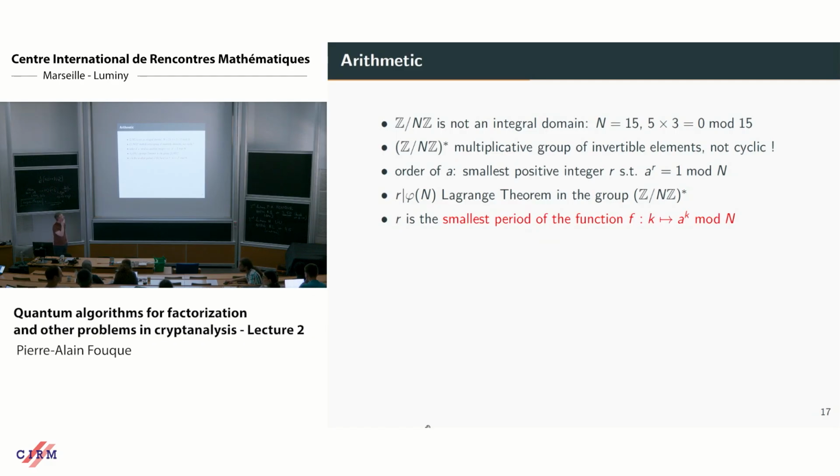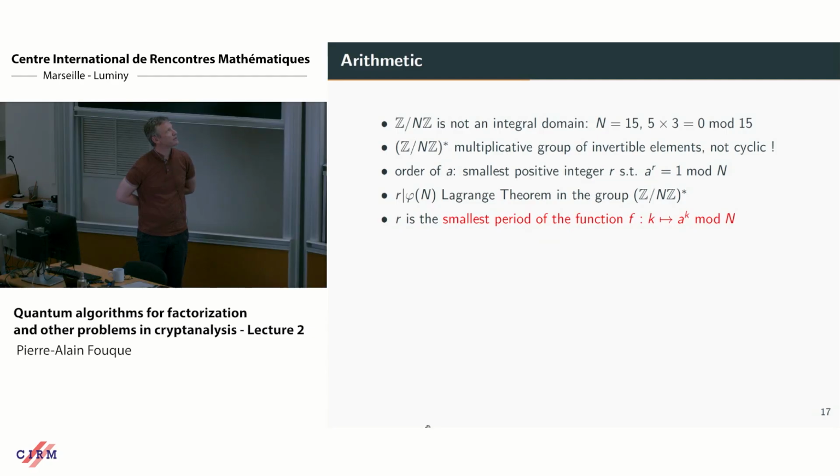The first thing that is important for the RSA modulus is that Z over nZ is not an integral domain, so you have zero divisors. For instance, for n equal 15, 5 and 3 are zero divisors. And so Z over nZ, in fact, is not a field, and (Z over nZ)* is not as easy as (Z over pZ)*, because there are a lot of elements that are not invertible.